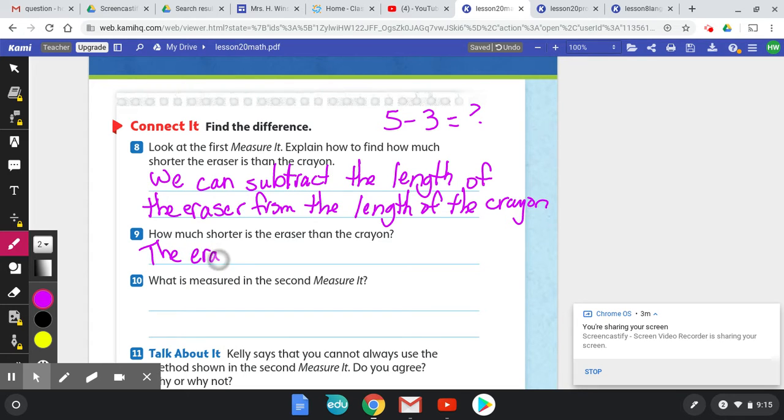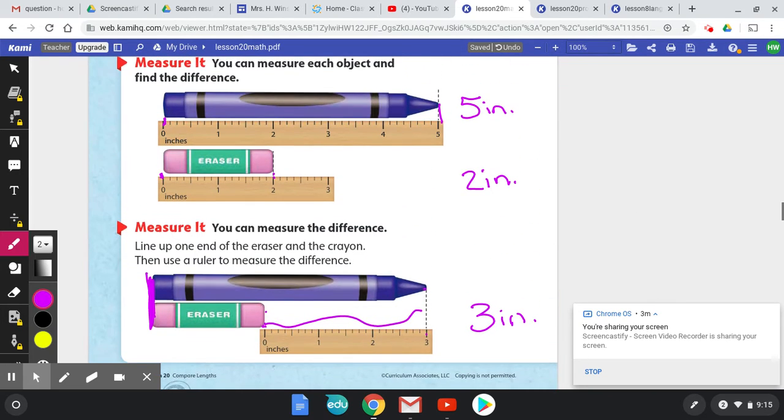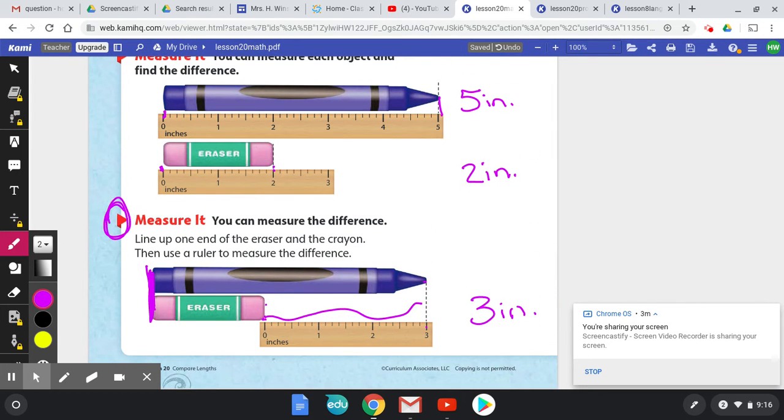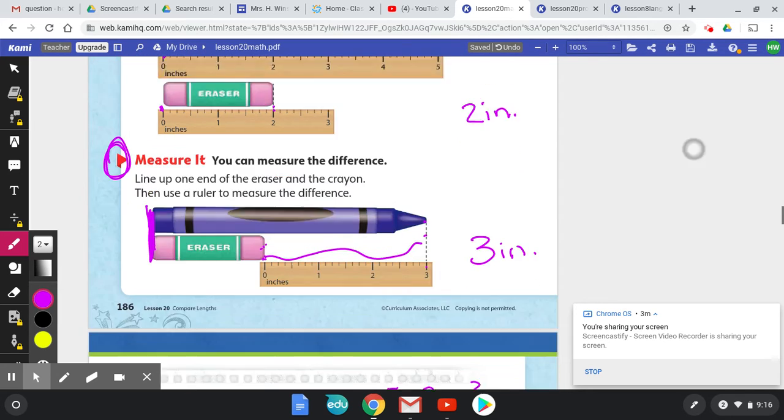The eraser is 3 inches shorter. And what is measured in the second measure? If you look back, what they're saying is right here, this second one, what did they measure? They actually didn't measure the two objects. They measured the difference between the two objects.